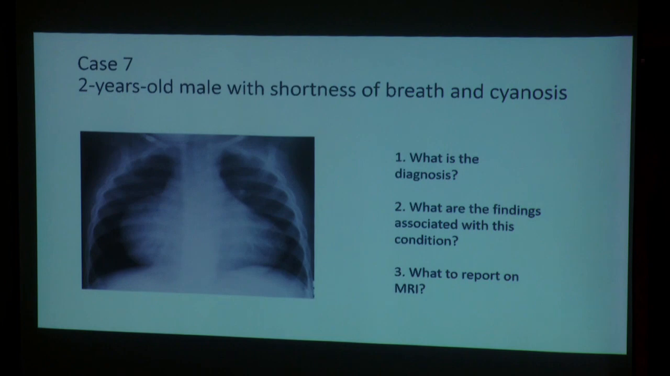This is a 2-year-old male with shortness of breath and cyanosis. What is the diagnosis, what are the findings associated with this condition, and if MRI is done, what to report on MRI. Classical. How is the heart? Normal or large? Large. Cyanotic heart disease with a large heart, what do you think?